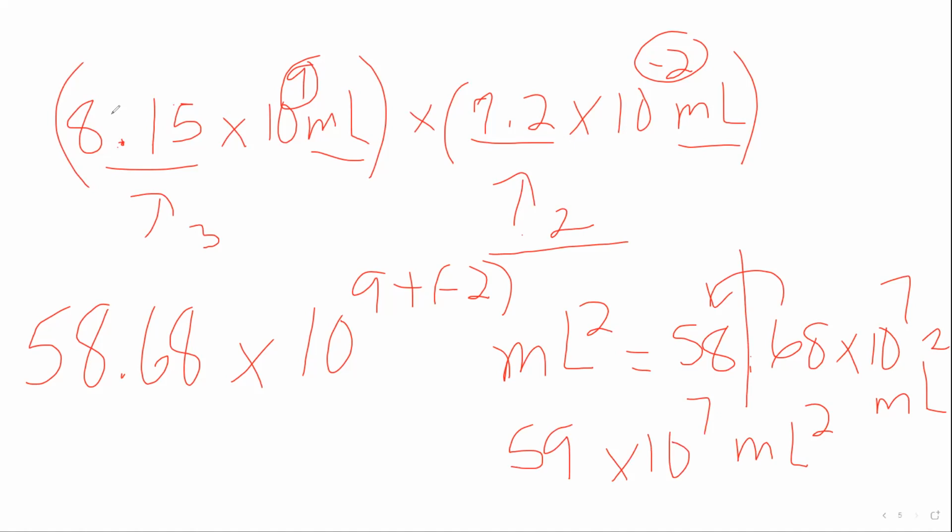The scientific notation, sorry, not significant. The scientific notation is not correct. Why? Because we said that this number right here, before the decimal point, has to be between 1 and 9. And 59 is definitely not between 1 and 9. So what we need to do is back up that, right?